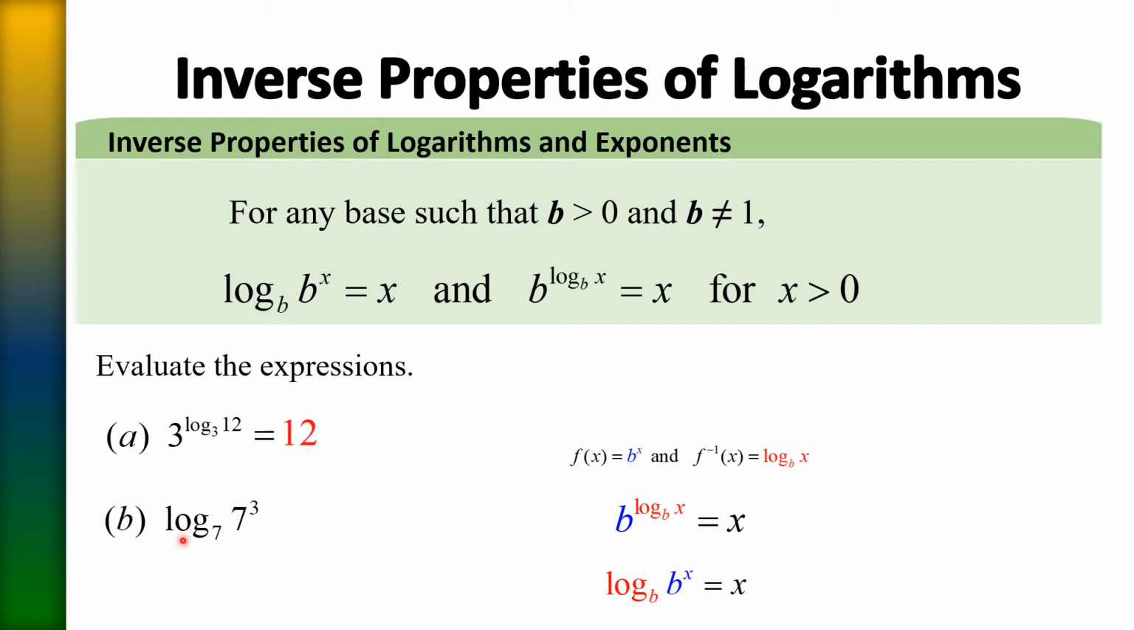Here we have log base 7 of 7 to the third power. That goes with this inverse property here, where the base within the log is the same as the base of the power, so it is going to equal your exponent. So log base 7 of 7 to the third power is going to equal 3.